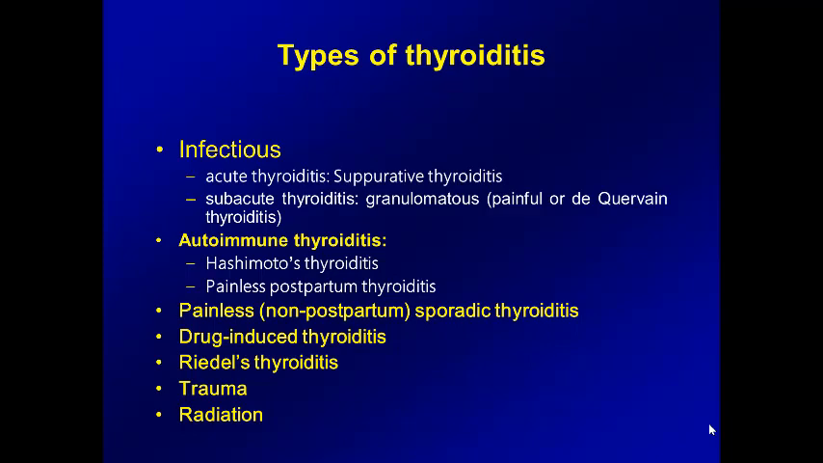Some types of thyroiditis are autoimmune thyroid disorders, or autoimmune thyroiditis. The two most common autoimmune thyroid disorders are Hashimoto thyroiditis and painless postpartum thyroiditis. Other types include painless sporadic thyroiditis, drug-induced thyroiditis, Riedel thyroiditis, and others like trauma and radiation.